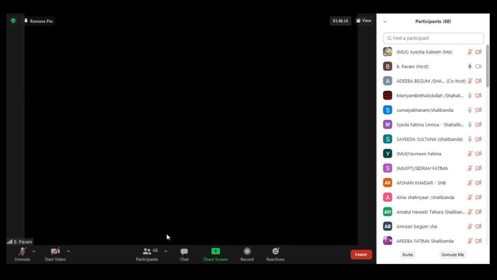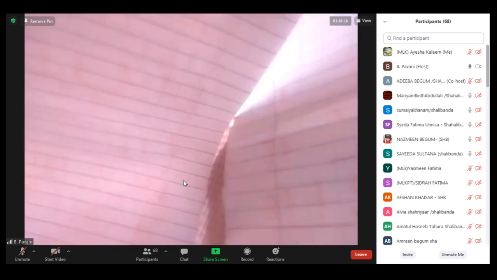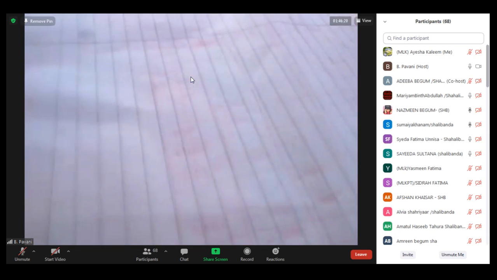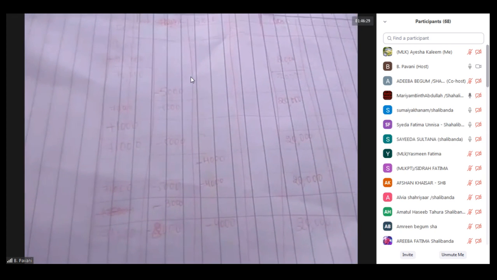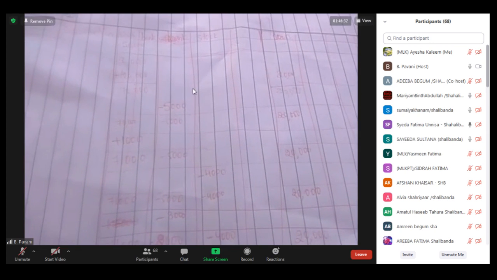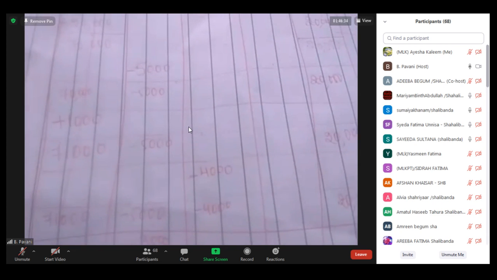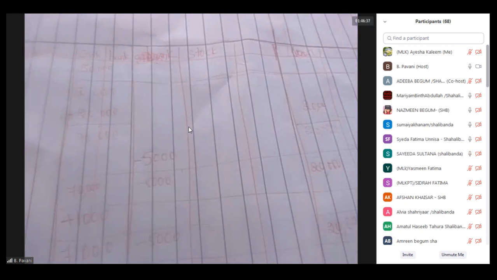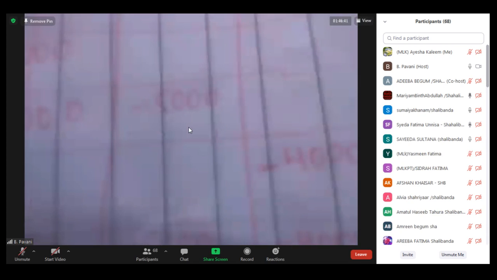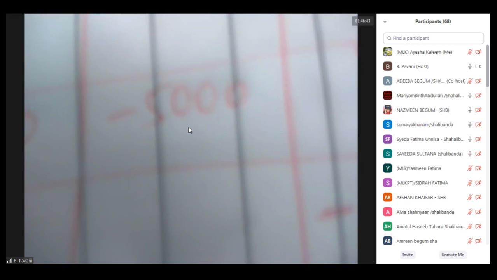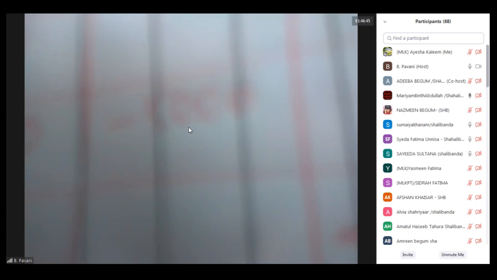I have done it roughly on 2 papers. How can you understand, tell me. Ma'am, show us, we will take a picture. The picture is not coming clearly, it's blurred. Is it visible? Not visible, ma'am. Take a horizontal picture and send it to the group. Rotate your phone, ma'am, horizontal, not vertical.